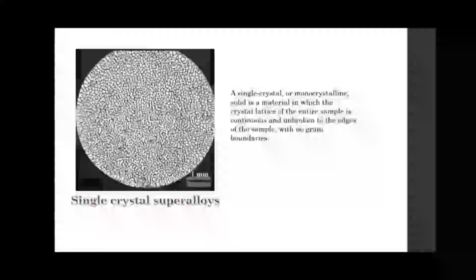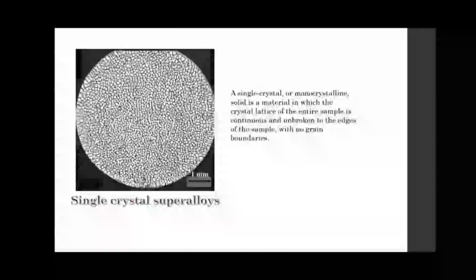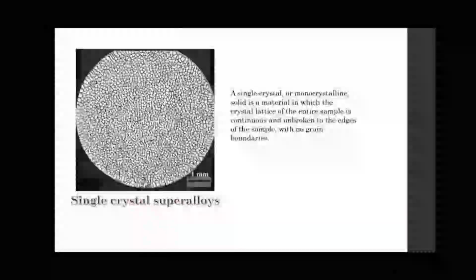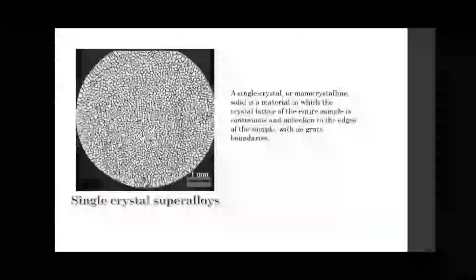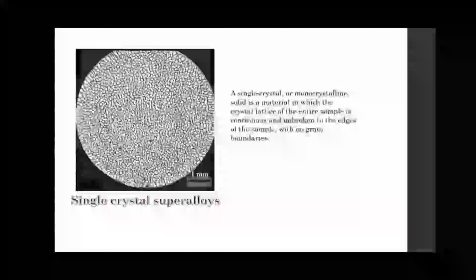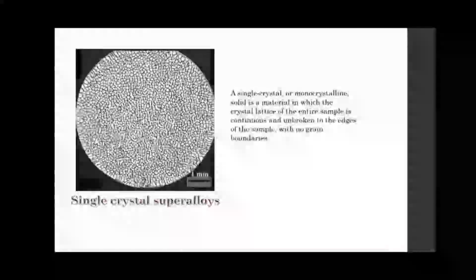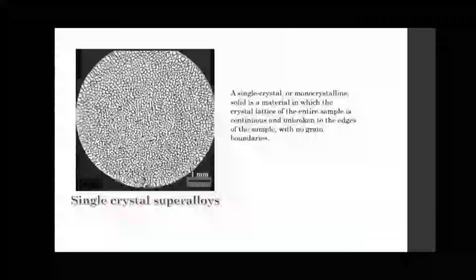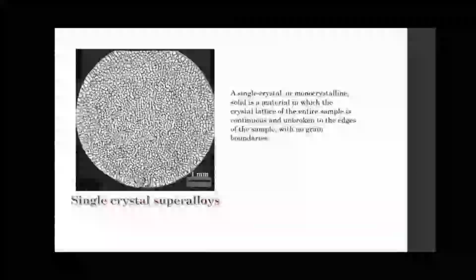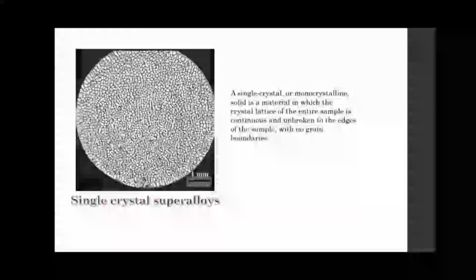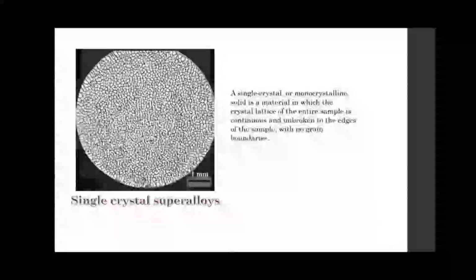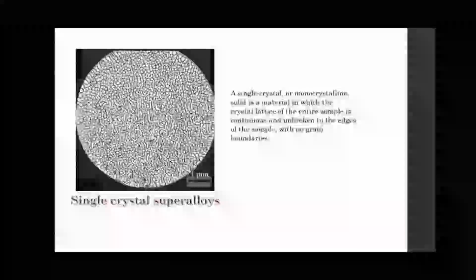Third is the single crystal superalloys. A single crystal is a solid material in which a crystal lattice of the entire sample is continuous and unbroken to the edges of the sample, with no grain boundaries present. Single crystal superalloys are produced through directional solidification techniques, whereby the final component comprises only a single grain. The absence of grain boundaries in single crystal superalloys provides superior creep and thermal fatigue resistance.